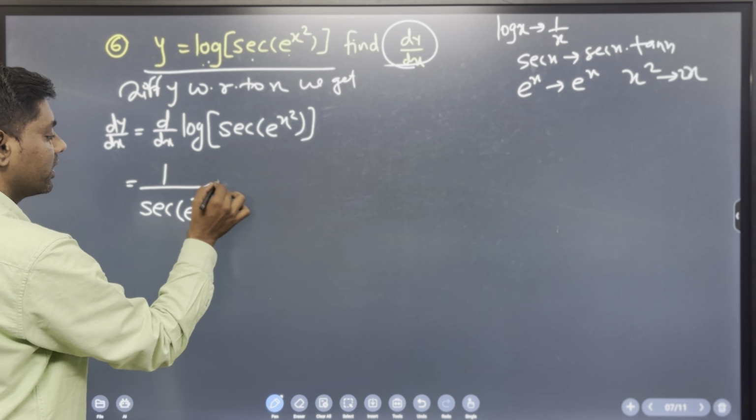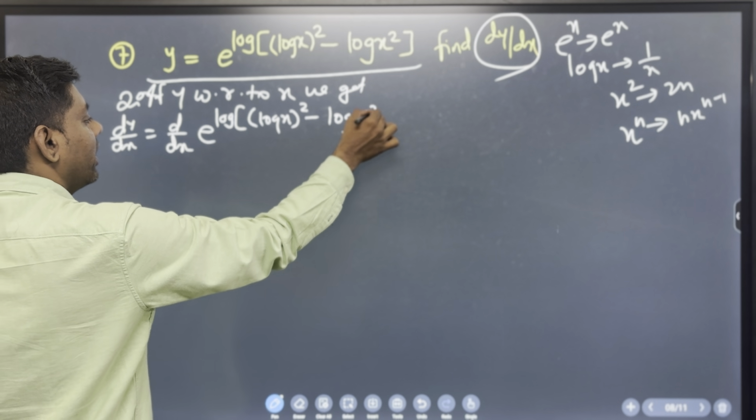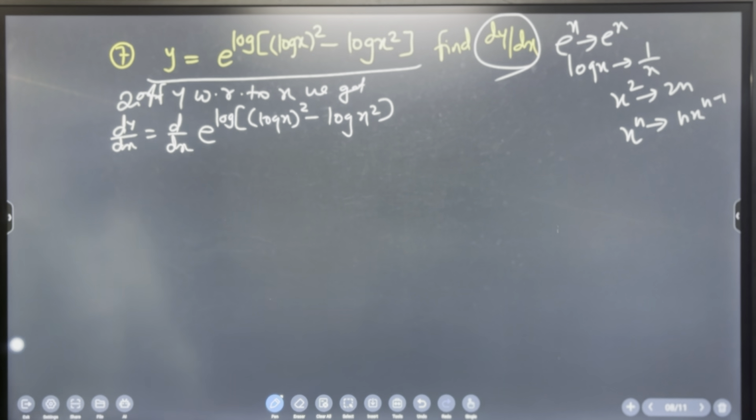So the derivative of x square is 2x, and the derivative of x raised to n is n into x raised to n minus 1. So according to this formula we calculate the given example. So let's start. Differentiating y with respect to x, we apply d by dx on both sides. So once we apply d by dx on both sides, e raised to log of bracket log x square minus log of x square.